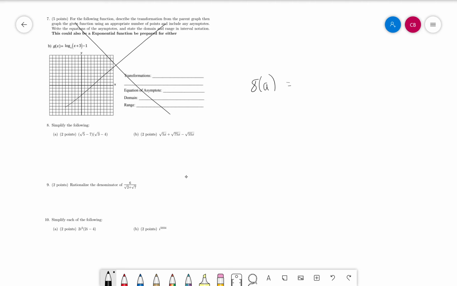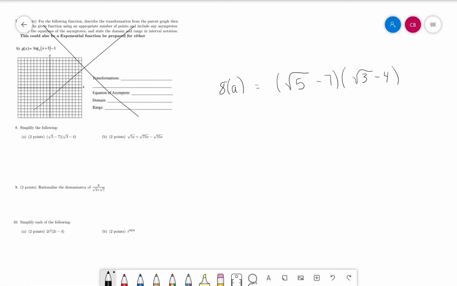8a is going to equal square root of 5 minus 7, square root of 3 minus 4. This is the question. So we're just going to distribute. Square root of 5 times the square root of 3 is square root of 15. Square root of 5 times negative 4 is negative 4 square root 5. Negative 7 times square root 3 is negative 7 square root 3. And negative 7 times negative 4 is positive 28.